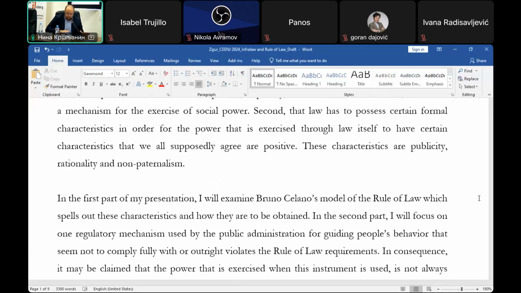In the first part of the presentation, I will examine Celano's model of the rule of law, which spells out these characteristics and how they are to be obtained. In the second part, I will focus on nudging and show how the power that is exercised when this instrument is used is not always public, rational, or non-paternalistic.